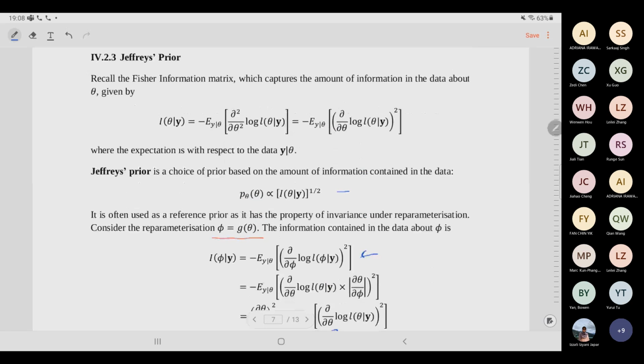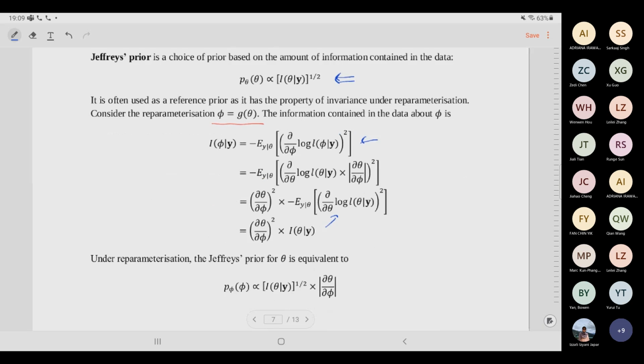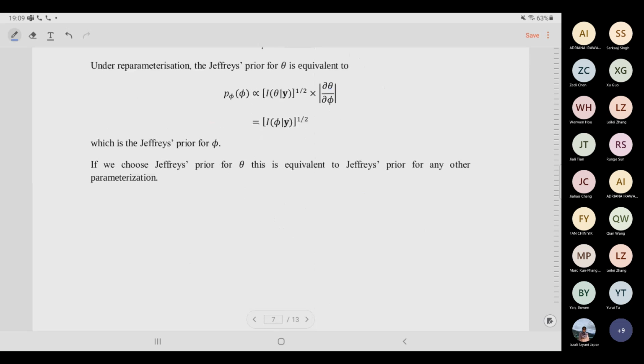This definition for Jeffrey's prior: if I change my theta to phi, this formula still applies to any other transformation of my theta. I still have to find Fisher's information and then take the square root. So if I change my theta to phi, I still use the same formula to find Jeffrey's prior for phi also. Maybe we can look at an example if we have time.